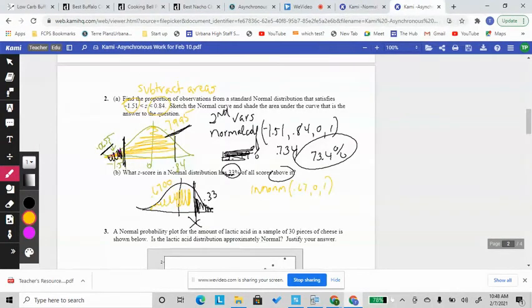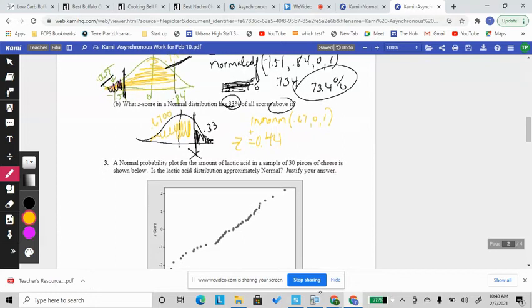All right. So the answer to that was a Z of 0.44, positive, because we're on the positive side. All right, here we go.